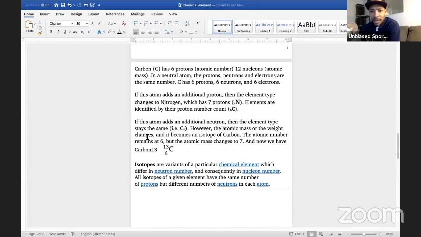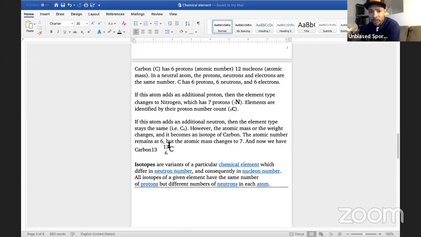If this atom adds an additional neutron, then the element type stays the same. It's still C6, okay? Because we didn't add another proton, we just added a neutron. However, the atomic mass or the weight changes and it becomes an isotope of carbon. So it becomes a different variation of carbon. The atomic number remains at 6, but the atomic mass changes to 13. And now we have carbon-13, 6.